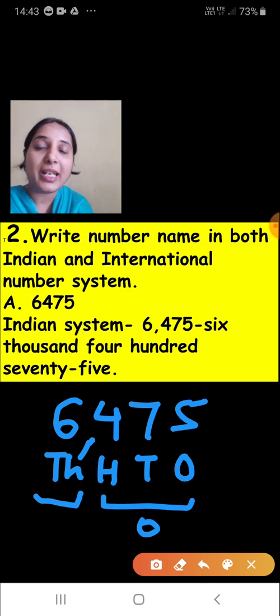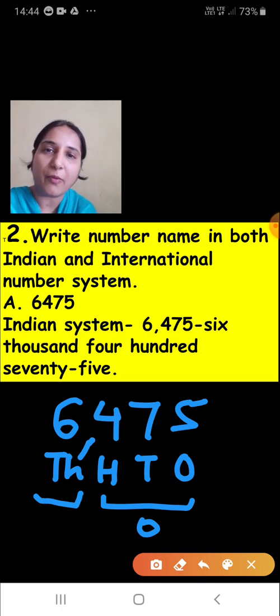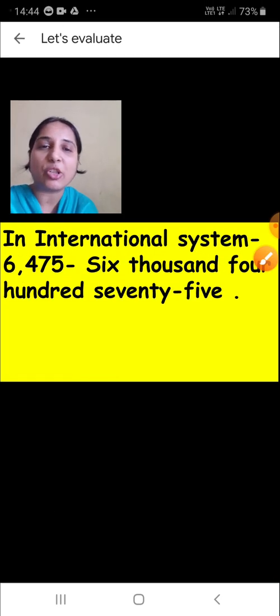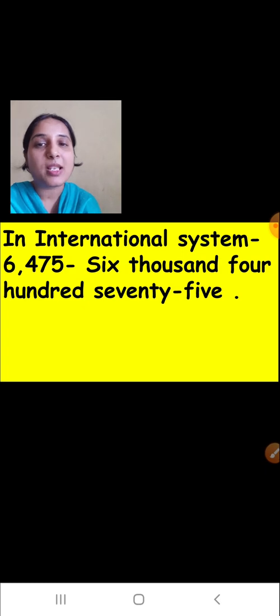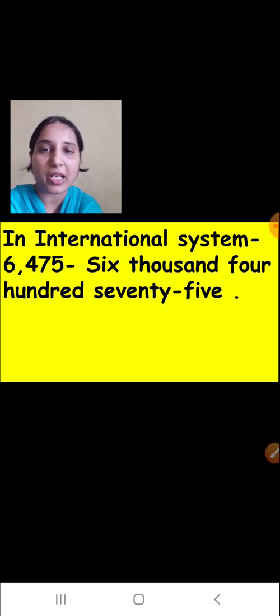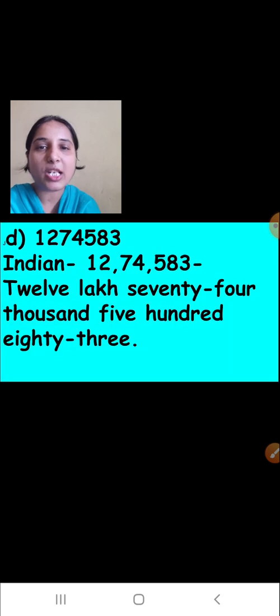So that number in the Indian system would be 6,475. Now let's see the number name in the international system. In the international system it will also be the same, because till 10,000 both the systems are the same, isn't it? This number is in thousands, so it will have the same number name, that is 6,475. Now let's move to the next question.